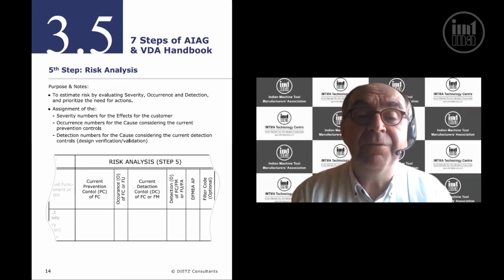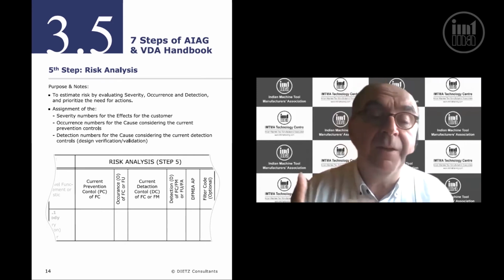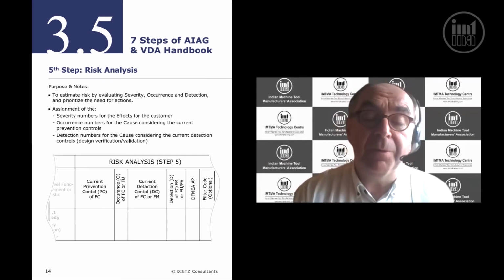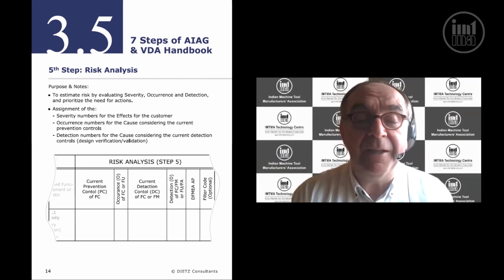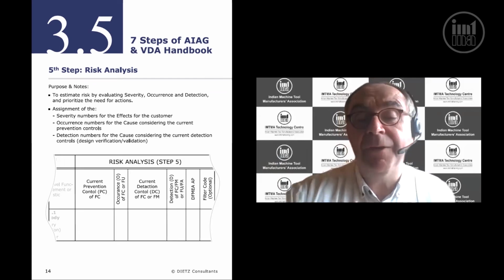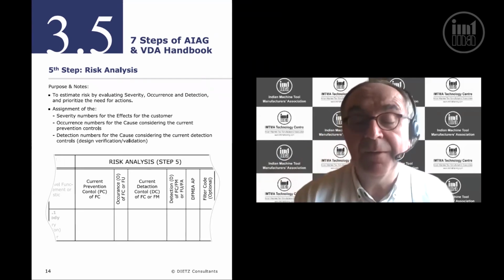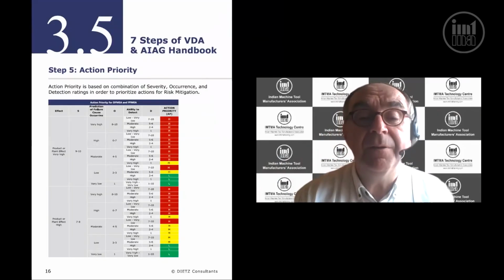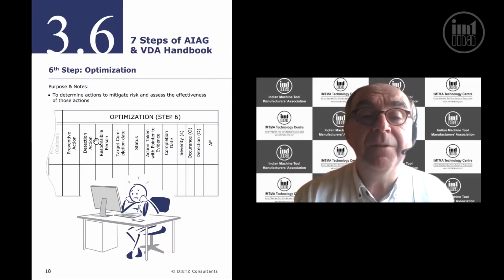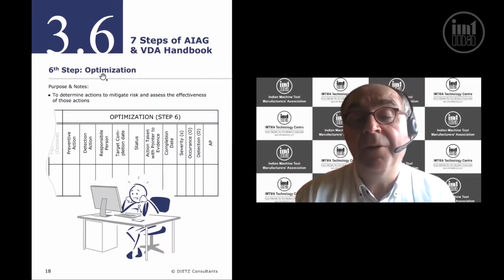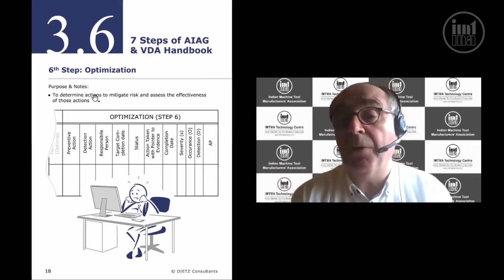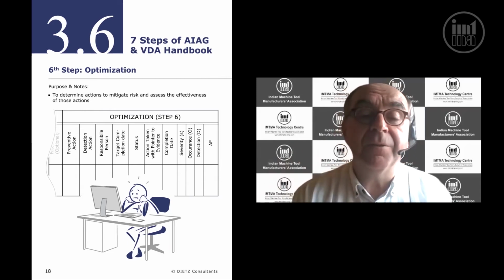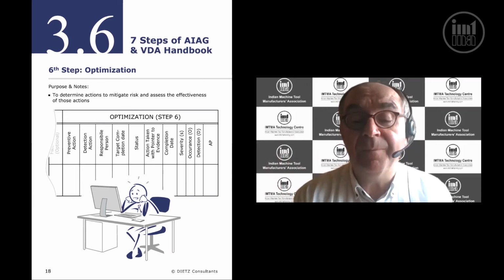That's step 5. And of course, we have to specify responsibilities for the actions and deadlines. If the risk is too high, we have to skip to the next step, step 6, optimization by additional controls. And we need additional preventive and/or additional detection controls with responsibilities.